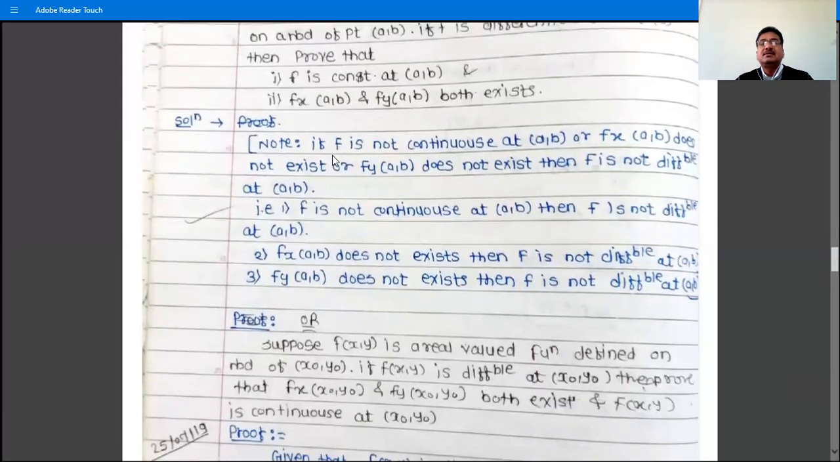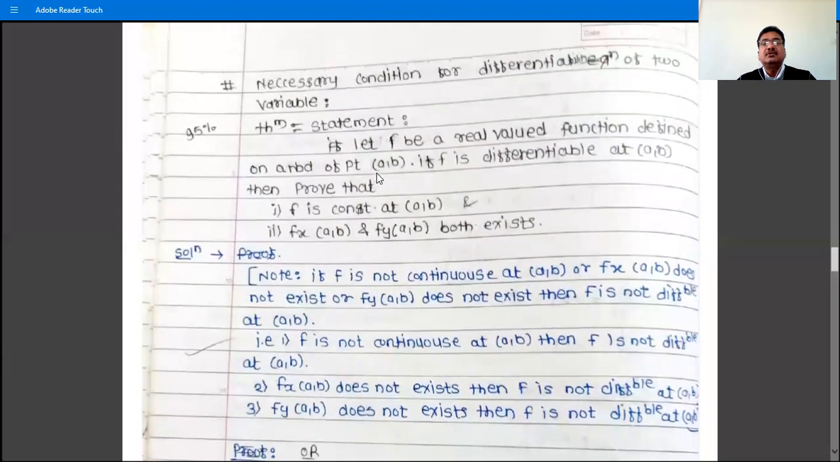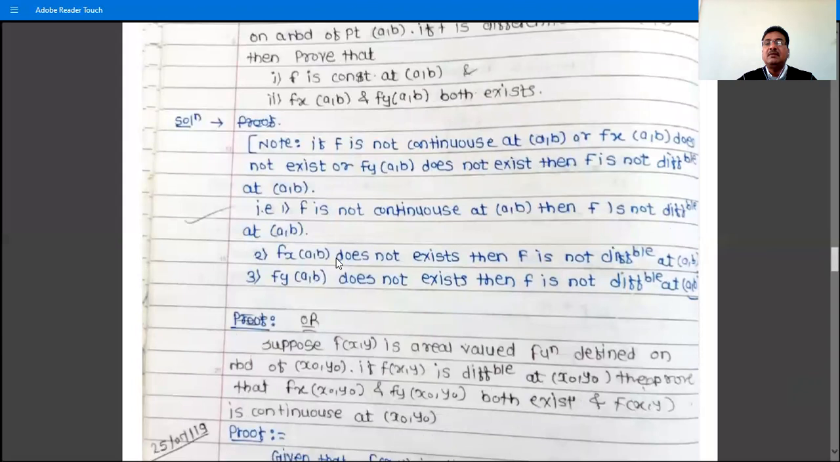So here are some notes: if f is not continuous at (a,b), or f_x(a,b) or f_y(a,b) does not exist, then the function is not differentiable at (a,b). So we have three methods here. Due to this necessary condition, we have three methods to show the function is not differentiable at (a,b).